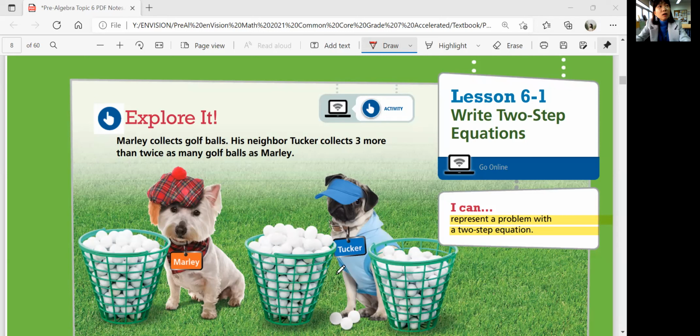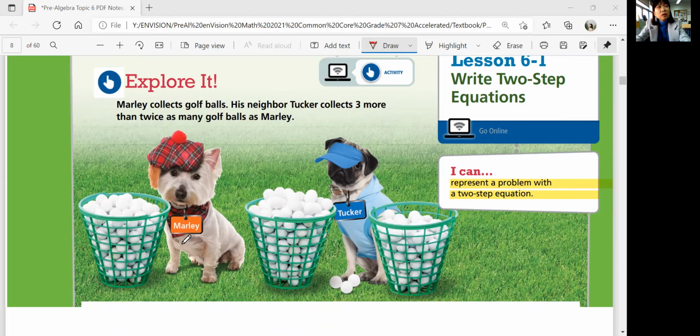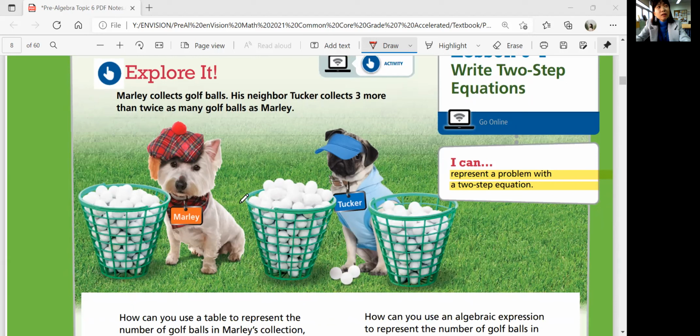We know Tucker collects twice as many golf balls as Marley. So whatever Marley collects, you double that, that's twice. And then for Tucker, you add 3 more. So there's 1 basket for Marley. Tucker will collect 2 baskets and 3 more.